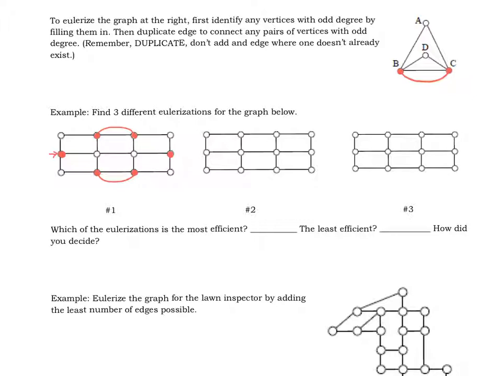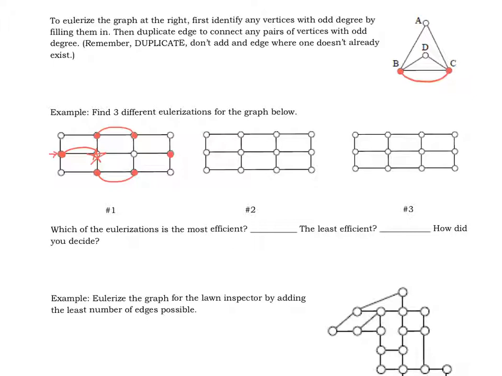So as soon as I add an edge, duplicate an edge, I'm going to turn one of those vertices into a vertex of odd degree. I don't have the choice, okay? So for right now, I'm going to go ahead and duplicate that one. And then notice we have a problem. This vertex right here, which I'm going to put a star on, now has odd degree.